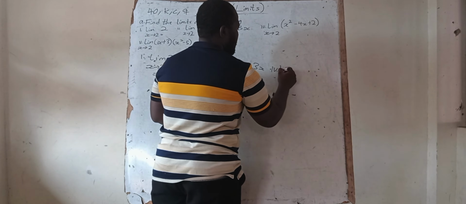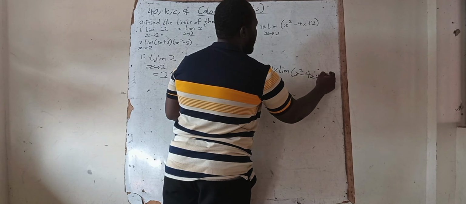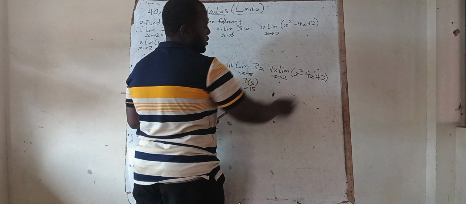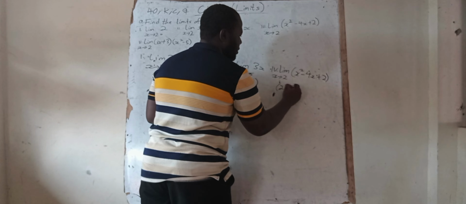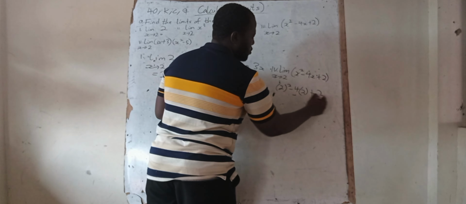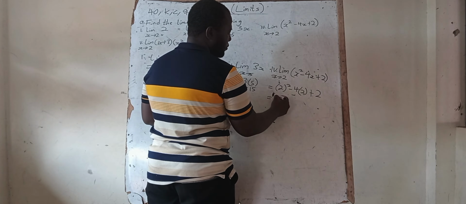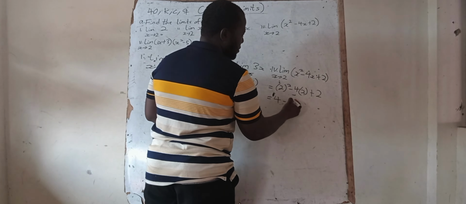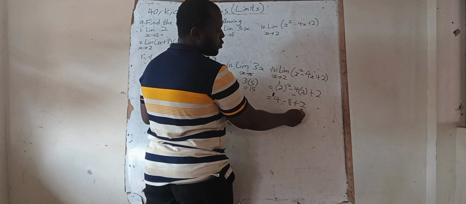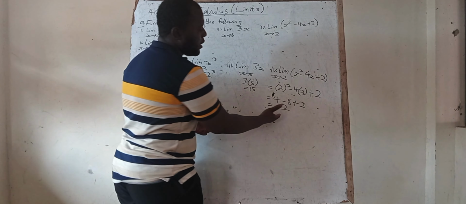So we have to find the limit of x squared minus 4x plus 2 as x approaches 2. You just substitute what x approaches into this. We get 2 squared minus 4 times bracket 2 plus 2. Then we simplify this. Hence, 2 squared will give us 4. Minus 4 times 2 will give us minus 8. And we have plus 2. So 4 plus 2 will give us 6. So it becomes 6 minus 8, which will result in minus 2. So we have found the limit of this question.